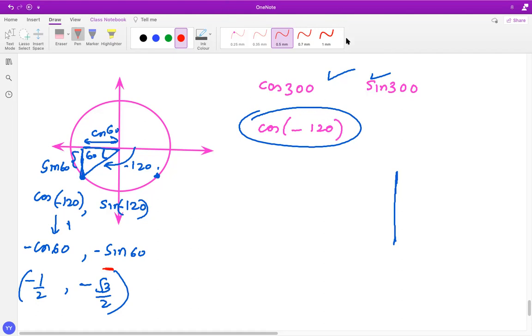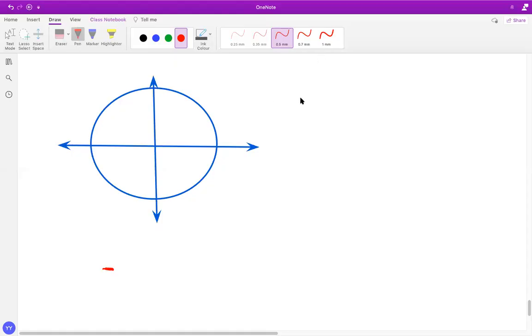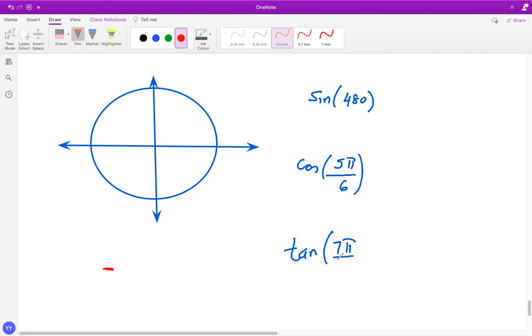So let's take a couple of examples on that. Now, some more examples on how we use the unit circle to find the angles. Let's say I wanted to find sine of 480 degrees, or cos of, let's do some questions in radians as well, say 5 pi by 6, and tan of 7 pi by 6. So how do we find the ratios of these angles?